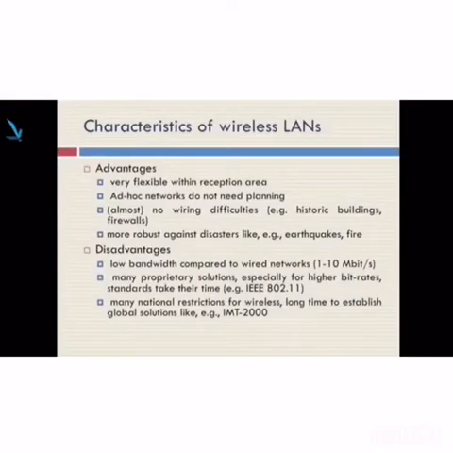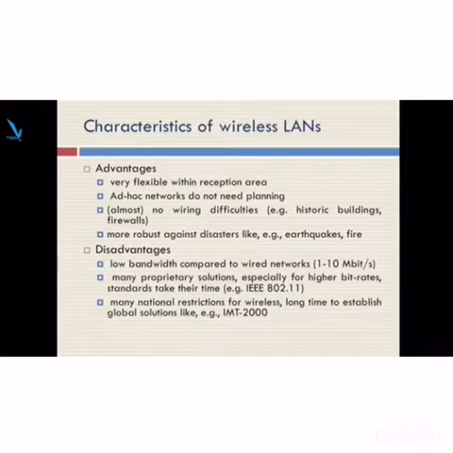The characteristics of wireless LANs. The advantages of wireless LANs: you already know what a local area network is, and with wireless connectivity, the advantage is that it is very flexible within the reception area. Ad hoc networks do not need any planning. You can form an ad hoc network anywhere, the topology can be anything, and there are almost no wiring difficulties. You don't need wiring at all since it is wireless. So for historic buildings or wherever you have difficulty in laying down the infrastructure, this is the best remedy.